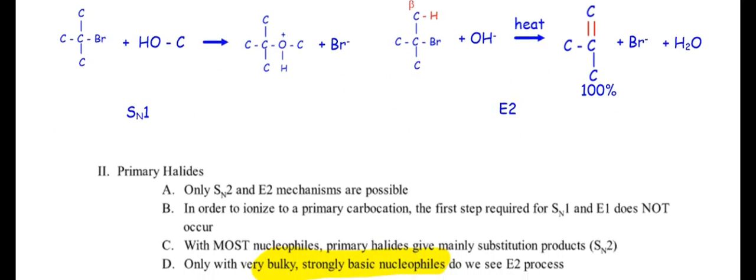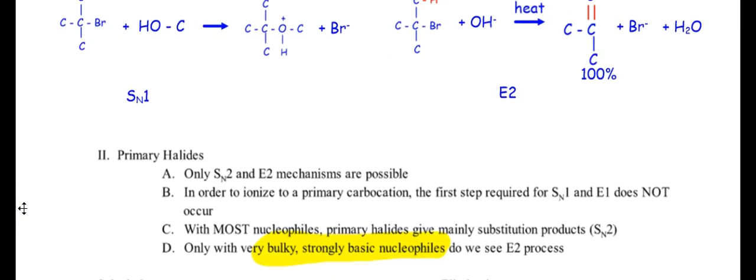So what about a primary halide? Again, only SN2 and E2 mechanisms are possible, okay? Again, why? Because you have a strong base that's going to kick out that leaving group, okay? So it says in order to ionize the primary carbocation, the first step for E1, E2 does not occur. It does it on its own, okay? So with most nucleophiles, the primary halide will give mainly your substitution products, okay? But only with a big, bulky, strong base. In this case, what we see in E2, okay?